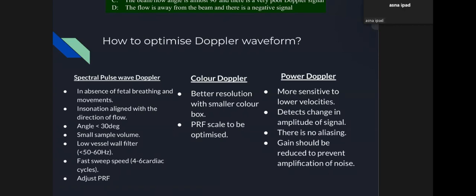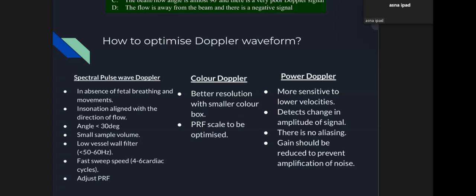So how do you optimize? We have all these options in front of you. In spectral pulse wave Doppler, the best would be absence of fetal breathing and movements. It would be even better if you ask the patient to have a small spell of breath holding to avoid disturbance in the waveform. The inclination angle with the direction of flow should be in the direction of flow. The angle should be less than 30 degrees. The sample volume should be small to avoid background noise.